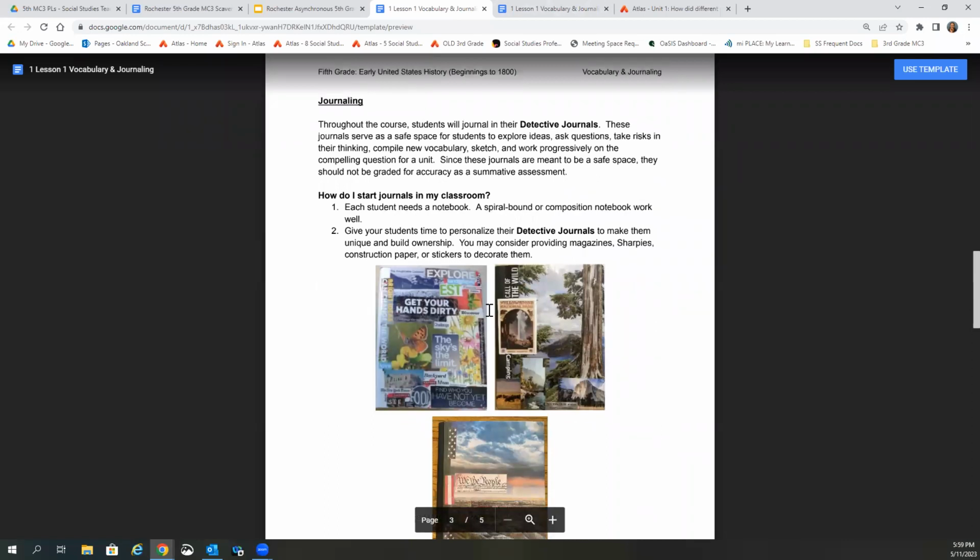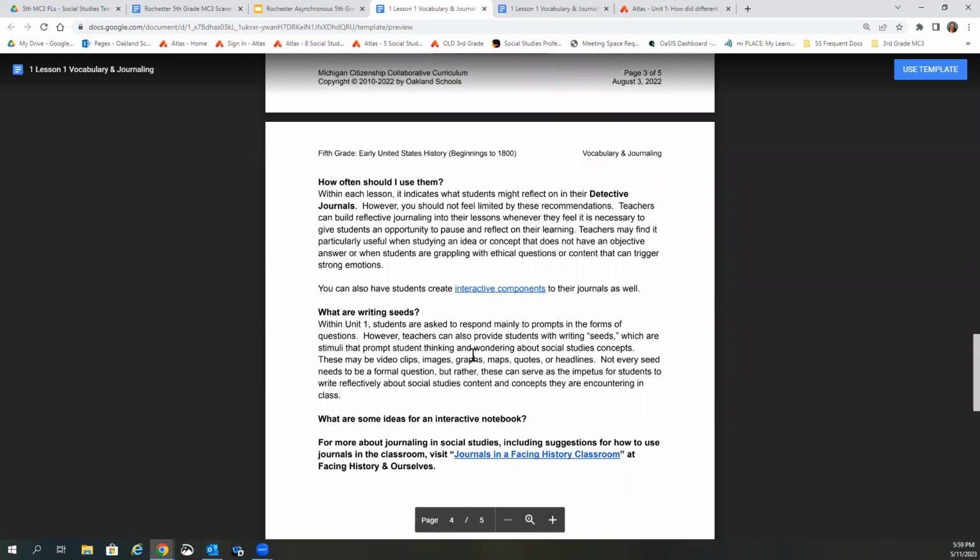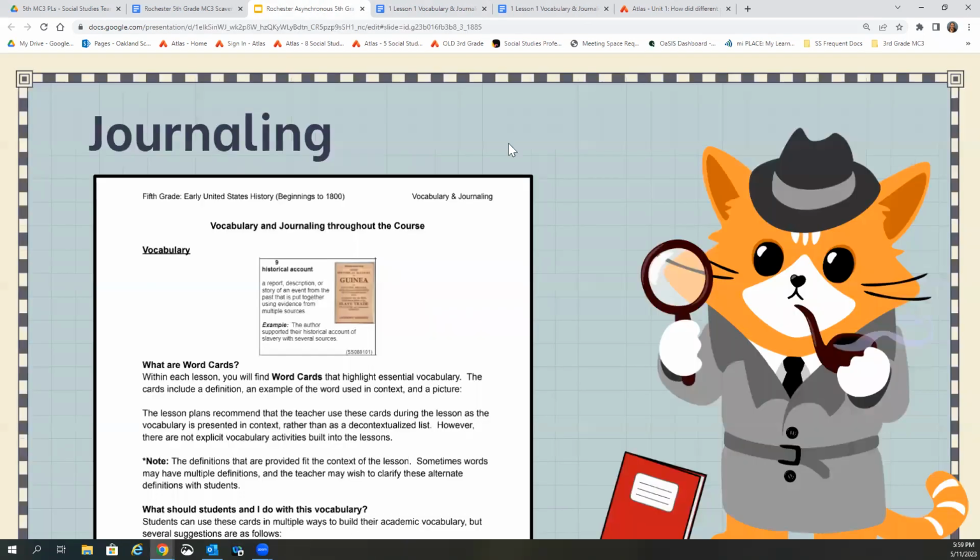Prior to the course beginning, we recommend taking some time to have students decorate their journals and gain some ownership of them. Within each lesson plan, it says exactly where you can have students do journaling, whether they're reflecting, whether they're brainstorming, sometimes they're sketching, sometimes they're just writing down ideas after they had a discussion. And always at the end of the lesson, they go back and answer the lesson question in their detective journals. So this gives you some more detailed information about how to use them, how often you can use them, and what other ideas you can use with them that go beyond the lesson.